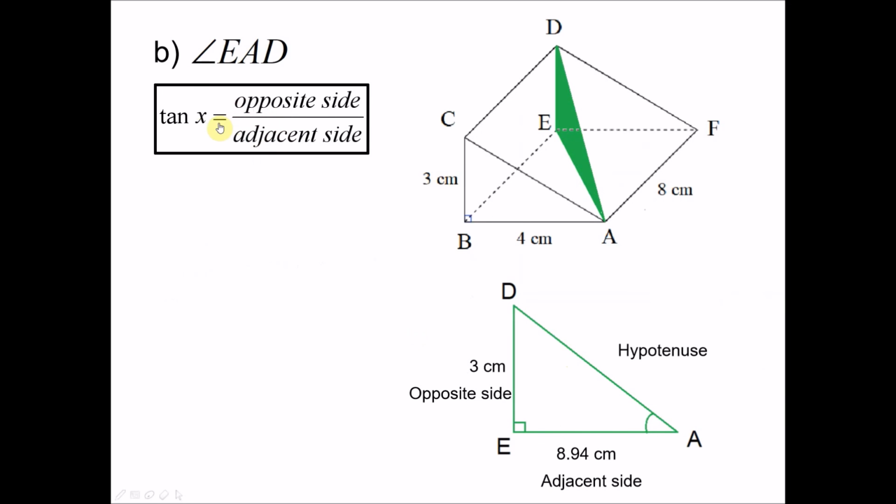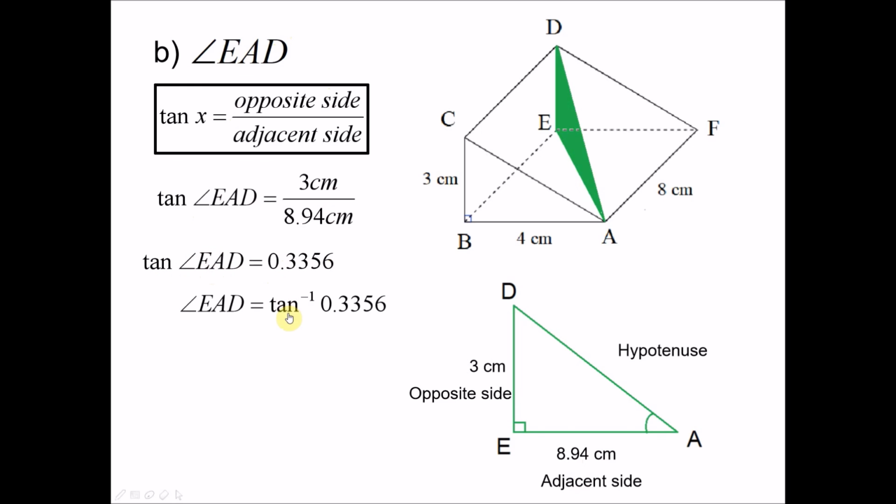So now we fill in the information here. Tangent x, x is the angle EAD. Opposite side is this 3 centimeters. Adjacent side is 8.94. So we have tangent of angle EAD equals 3 over 8.94. We find this value, and you get tangent EAD equals 0.3356. To find the angle, we need to use tangent inverse of 0.3356. You key this in your calculator, and you get angle EAD equals 18.55 degrees, which is the final answer.